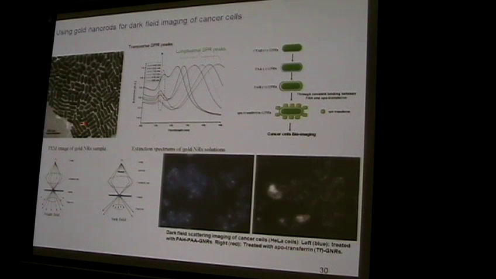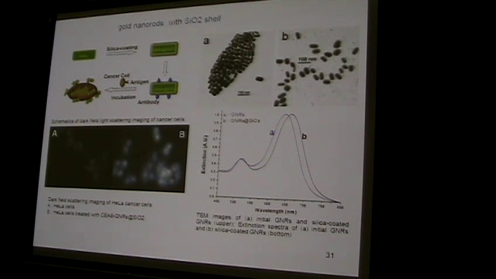And we can use these gold nanorods for bioimaging in the dark field, as I showed you earlier, and we can also use them coated with silicon oxide rather than the polymer. The silicon oxide has some advantages compared to the polymer. We coated these gold nanorods with silicon oxide, and again did the bioimaging for the cancer cell, and it works very well in this case.